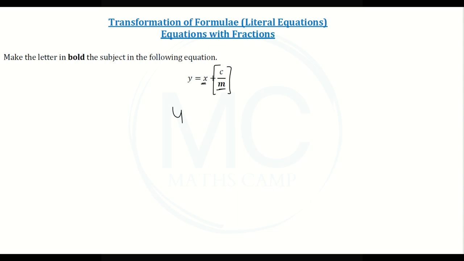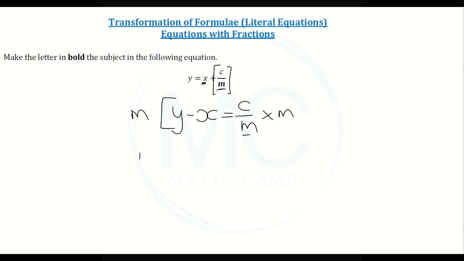So I'm going to have y. X is positive, so when we move it, it becomes negative. So we have y minus x is equal to c over m. Now we need to multiply by the denominator. Here we only have one denominator, which is m. So I'm going to multiply this side by m and this side by m.